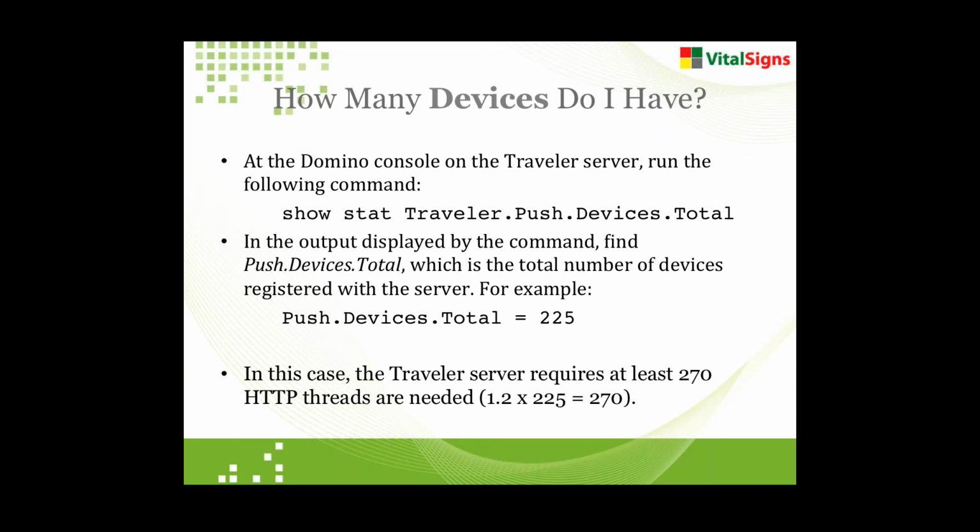The only way that you can know if you have enough HTTP threads is to know first how many devices you have, and second how many HTTP threads you have configured. So to figure out how many devices you have, on the remote console you type in a command, showstat traveler.push.devices.total, and it'll give you back a number. For example, let's say my Traveler server has 225 devices on it. In that case, IBM would recommend that you have at least 270 HTTP threads configured, because that is 1.2 times 225.